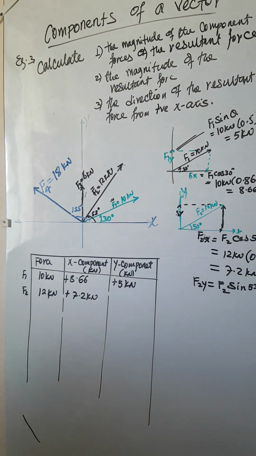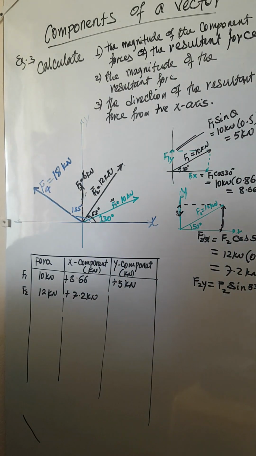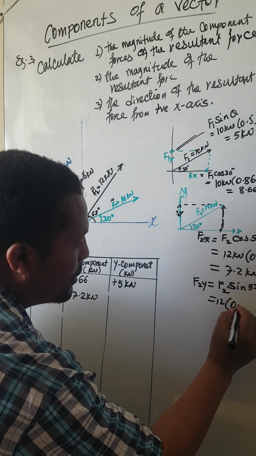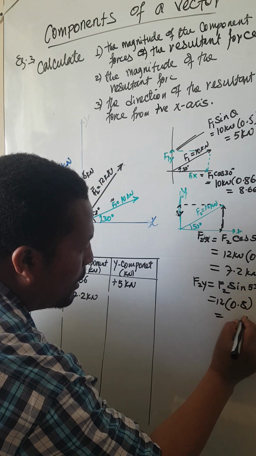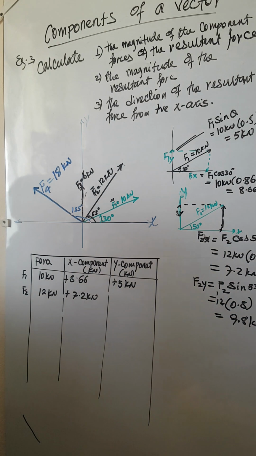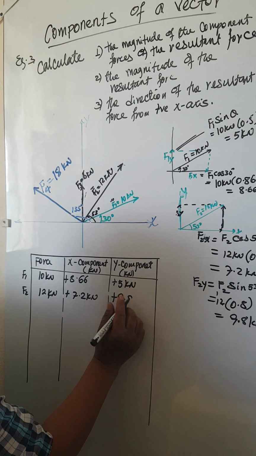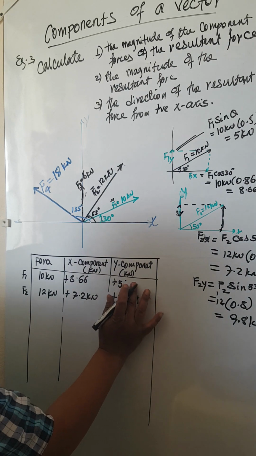because this is equivalent to the y component of this vector, so that F2 is again 12. The sine of this is 0.8. Then this gives 9.6 kilonewton. Still in the positive direction. Positive 9.6 kilonewton.